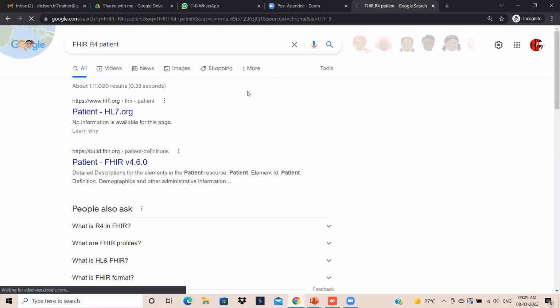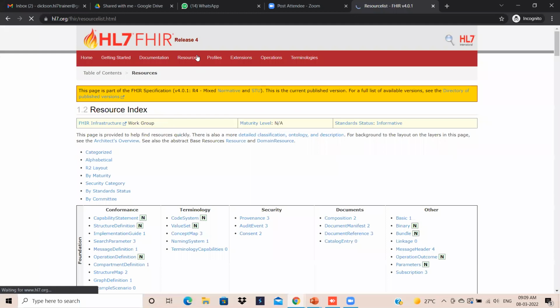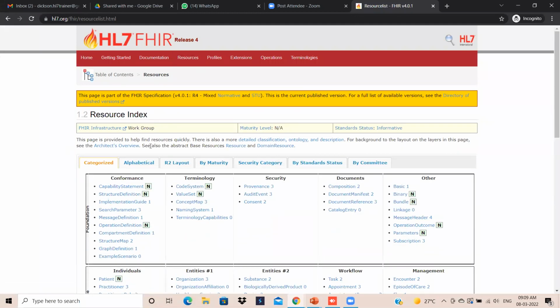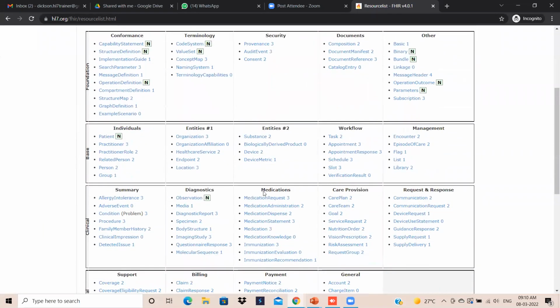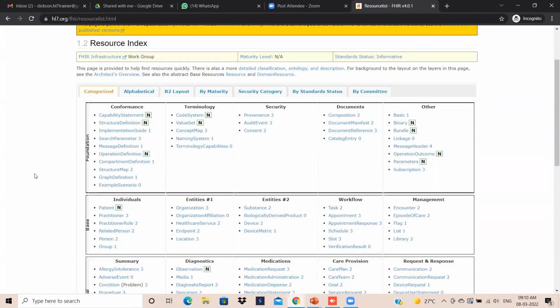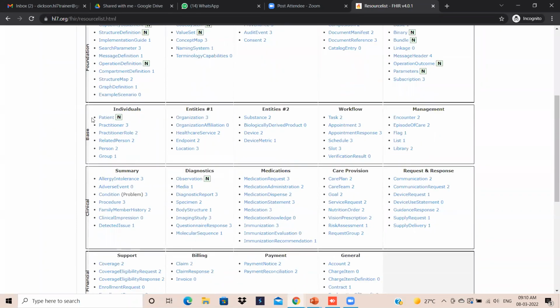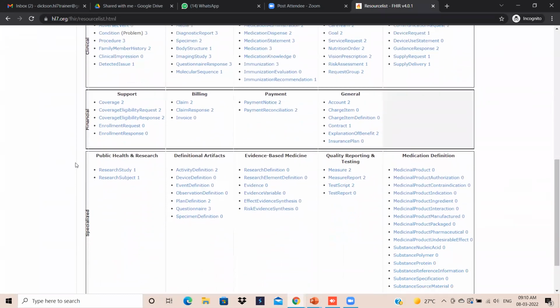HL7 has done wonderful work with the documentation. When we go to the FHIR website, you can go to the resources section, and we can start our learning from here. In this resource section, you can see the list of all the resources that are available, and you have various views that you can make use of. You have category, alphabet, auto layout, and so on. But categorized is the best view because it categorizes the resources from a functional aspect. These are called foundational resources, and these are called base resources. And then you have clinical related resources, financial related resources, and specialized resources.